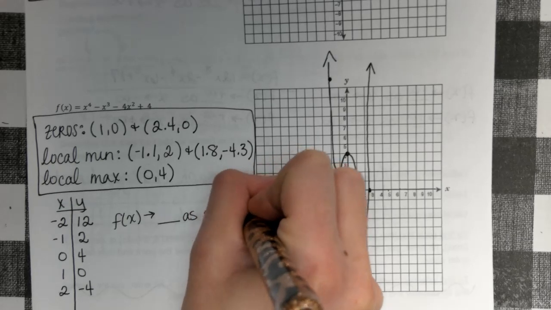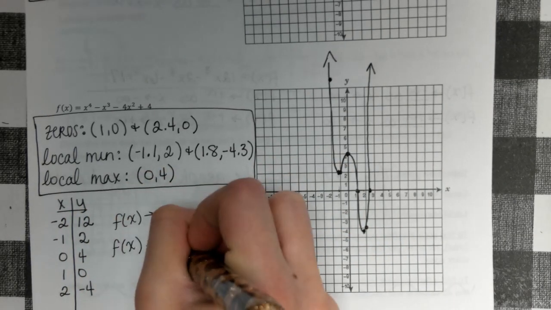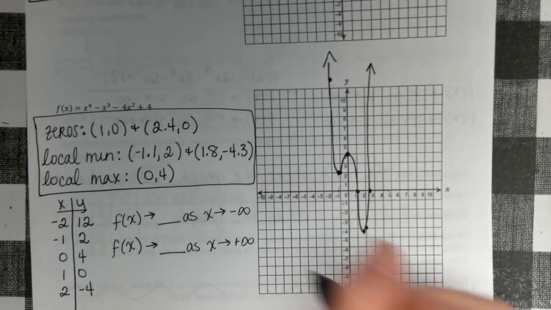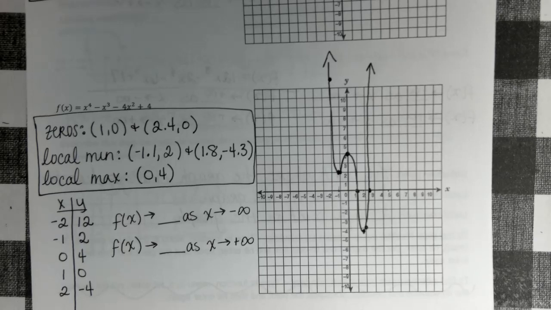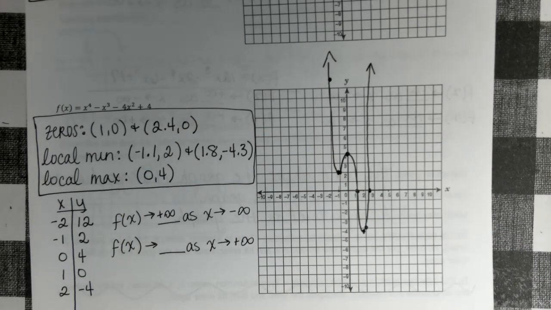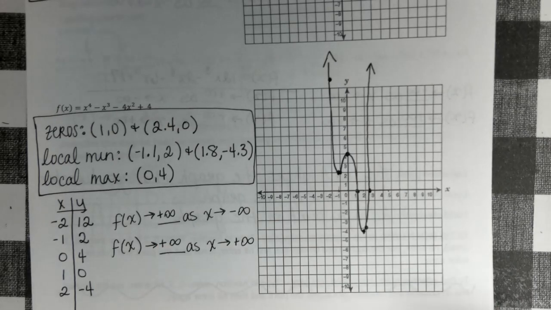Then we're going to look at our end behavior. As x approaches negative infinity, where's my function approaching? Positive infinity. As x approaches positive infinity, where's my function going? Positive infinity. They're both going up.